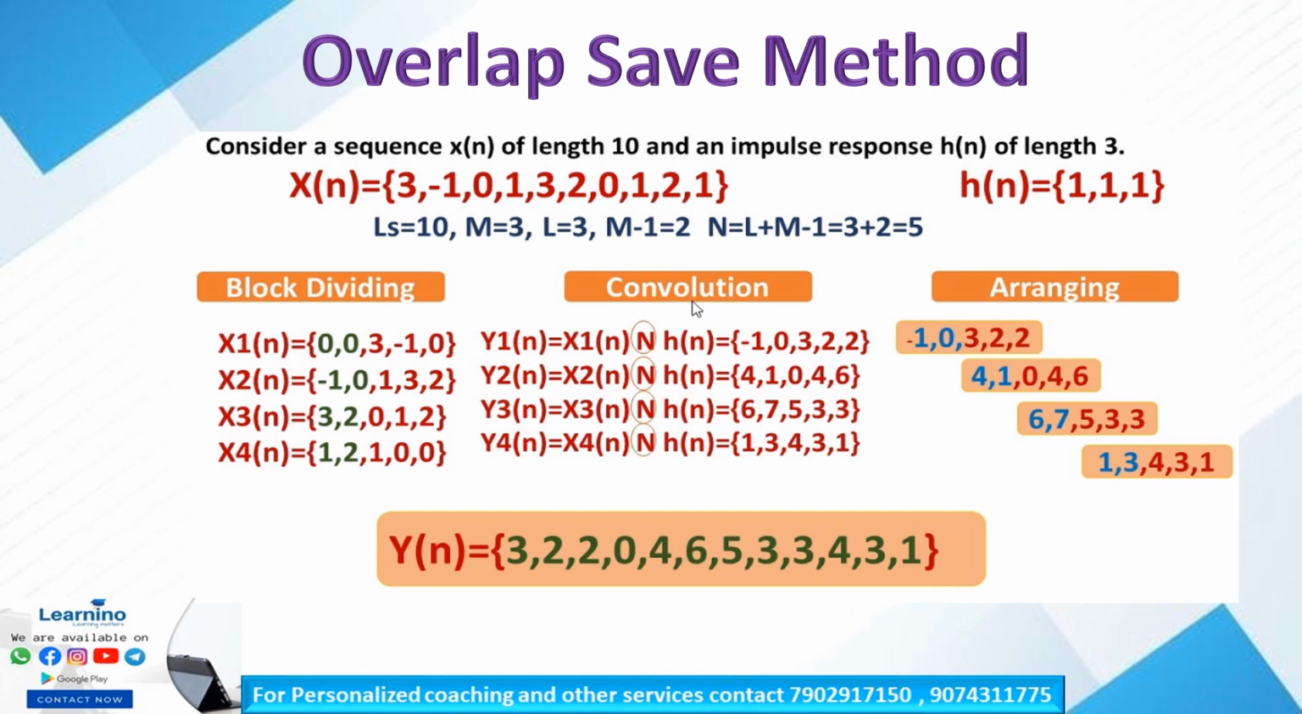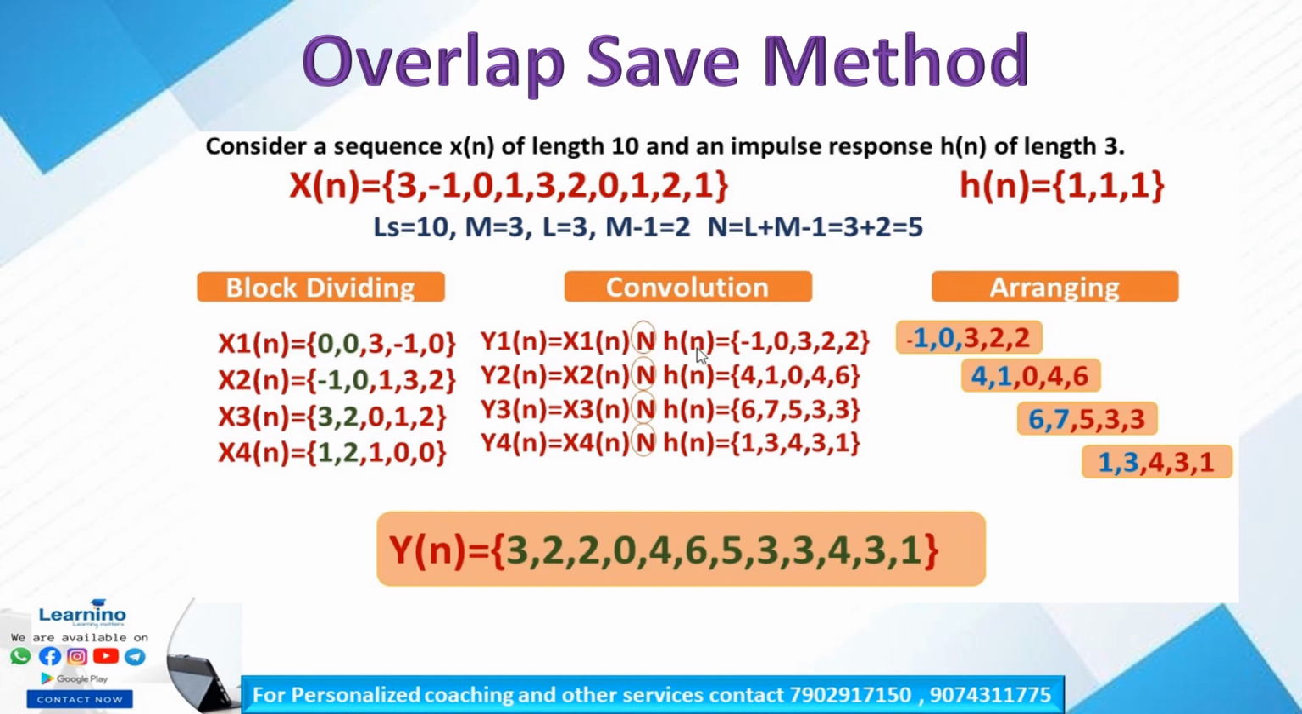Now the second process is convolution. We have to convolve each of these blocks with the impulse response h of n. The size of each block is 5, so we have to consider h of n also as a sequence of length 5. So we can append zeros to h of n, that is the impulse response. 2 zeros can be appended to this sequence, and we have to perform circular convolution with each of the blocks. So y1 of n will be equal to x1 of n circular convolution h of n.